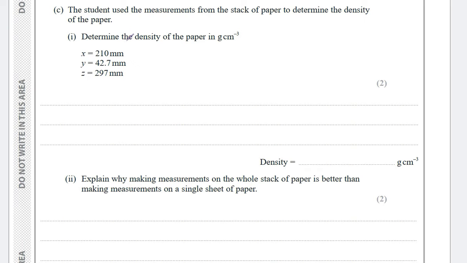So I always suggest my students to follow a modular approach. So let's first find out the volume. X. How do you convert millimeter to centimeter? Divide by 10. So this would be 21 times this would be 4.27 times this would be 29.7. And the value would be 2663.